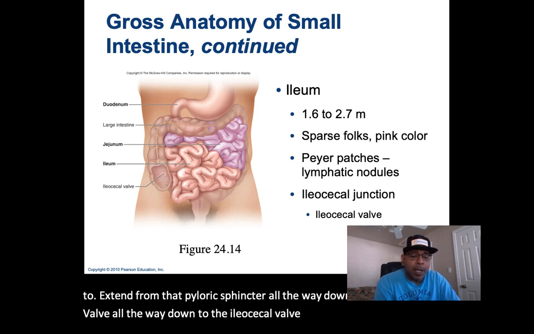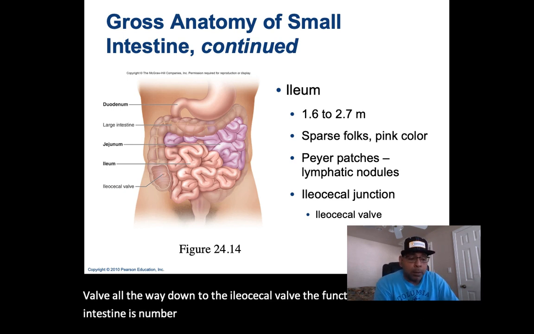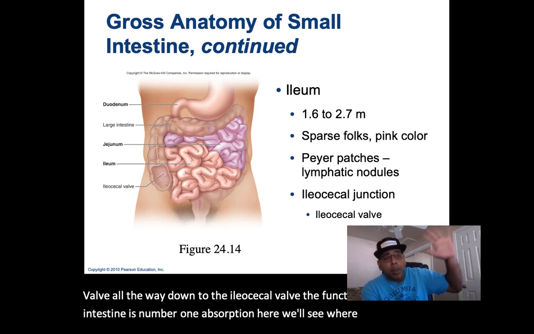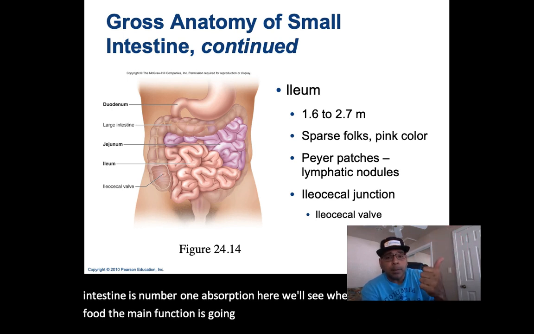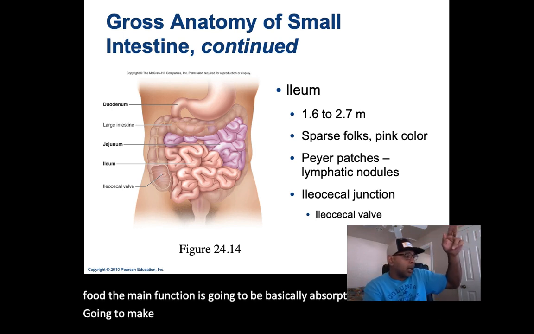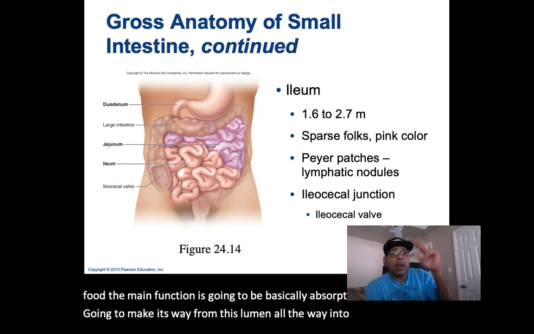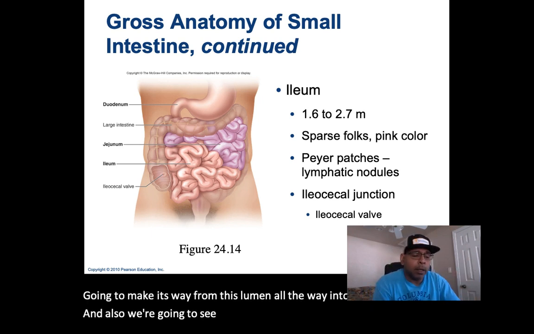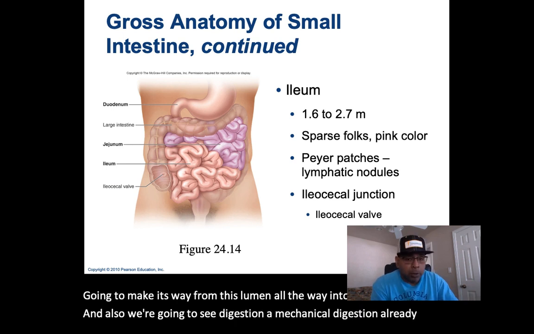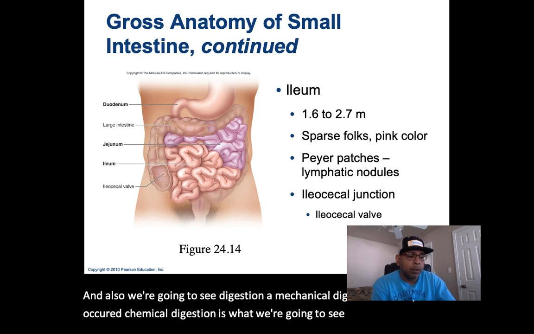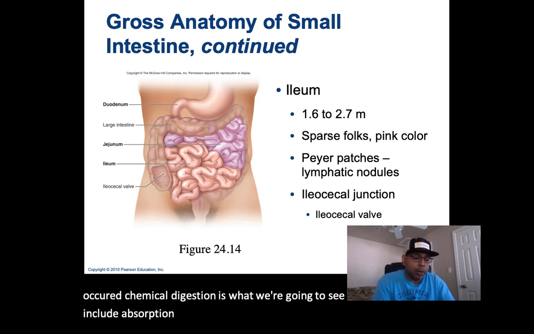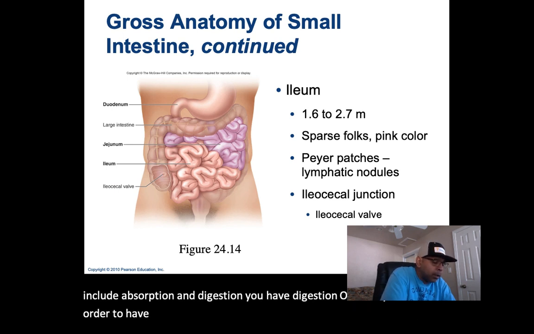The function of the small intestine is number one, absorption. The main function is basically absorption, where food is going to make its way from the lumen all the way into the blood. And also we're going to see digestion. Mechanical digestion already occurred. Chemical digestion is what we're going to see here. So functions include absorption and digestion. You have to have digestion obviously first in order to have absorption.